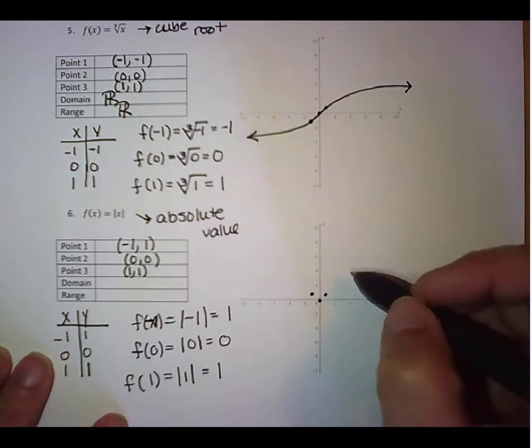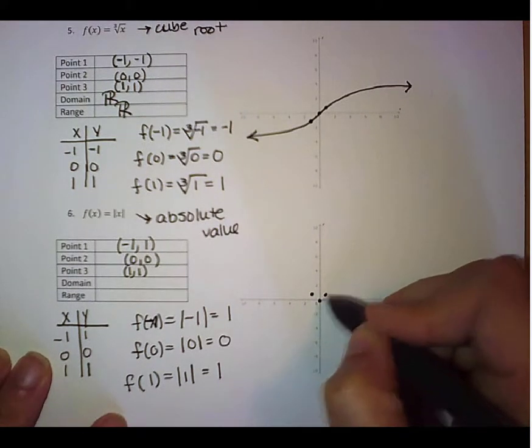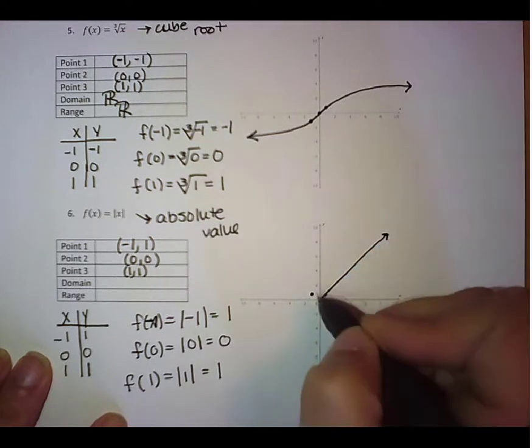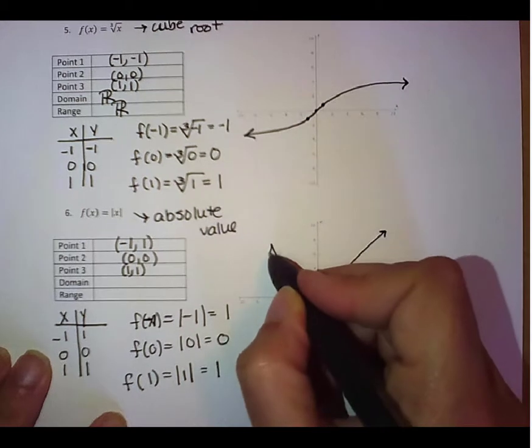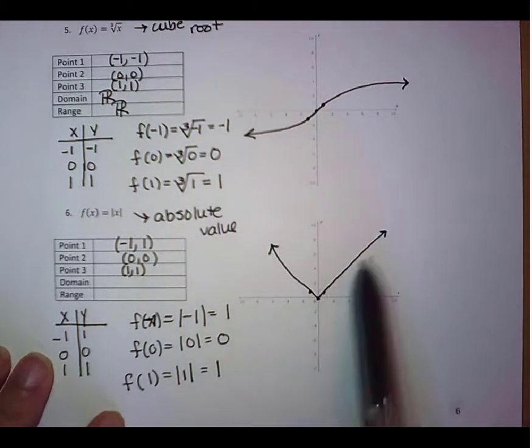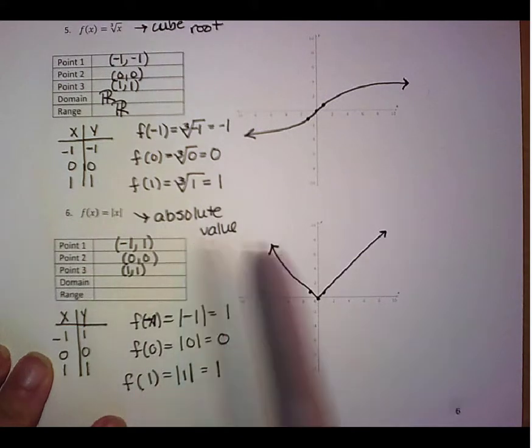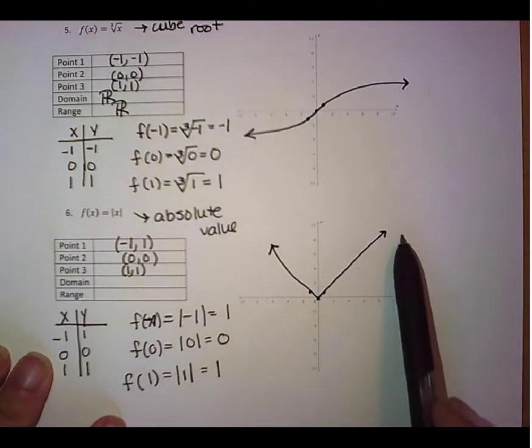But this time when we draw this out, we're going to do sharp lines. So from 0, it's going to come out this way, going out this way. The way I remember this is, if you notice, it kind of looks like a V. So you have the absolute value, whose graph looks like a V.